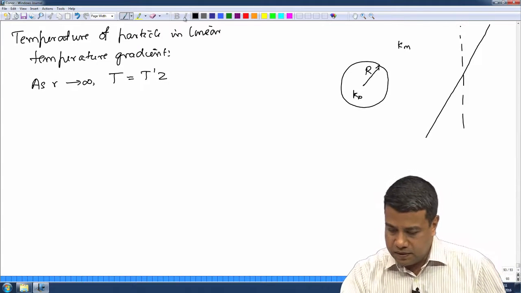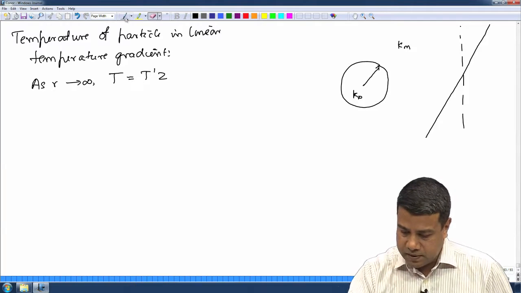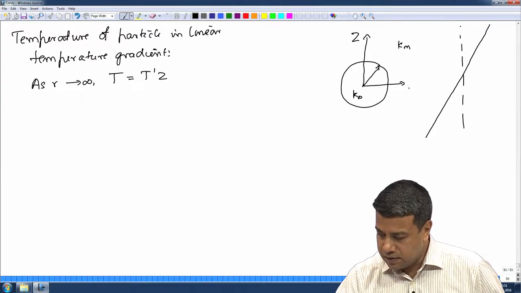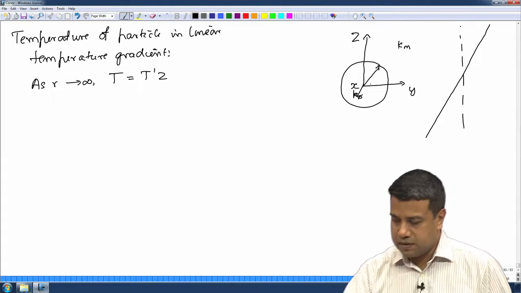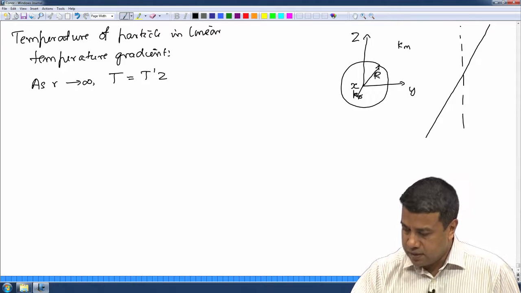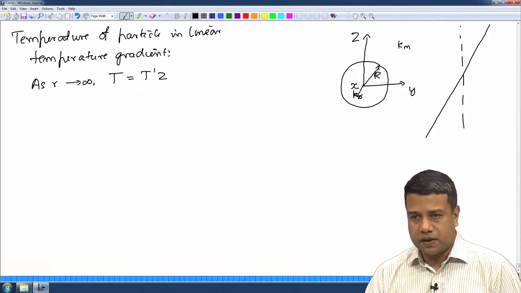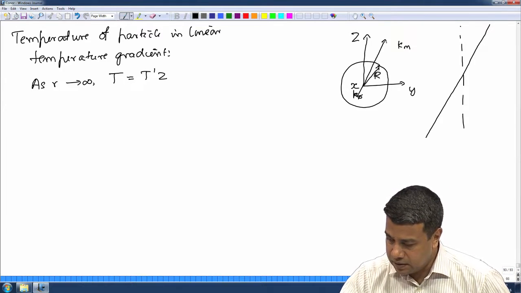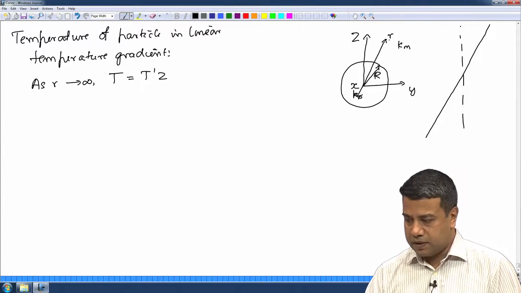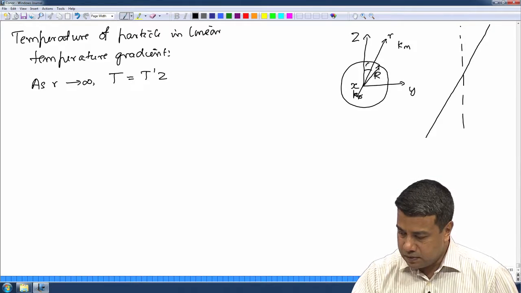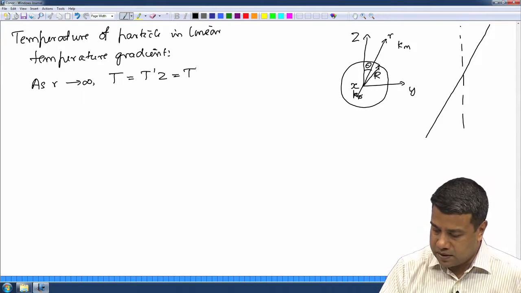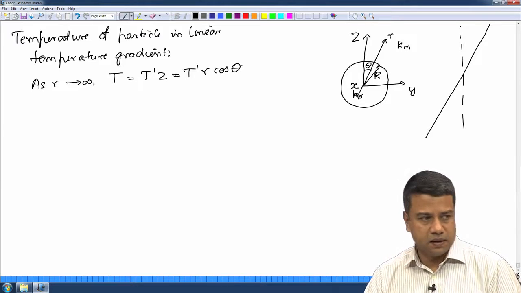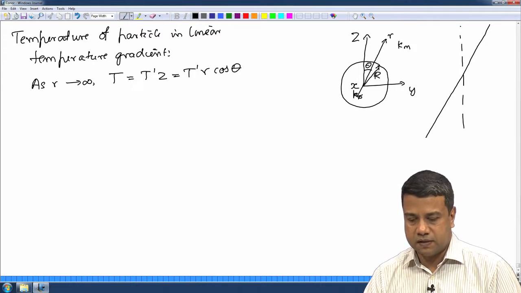Now if I put in a coordinate system here, this is z, this is y, and this is x, an x, y, z coordinate system, and the particle radius is r. Far from the particle, the temperature is equal to T prime times z at any observation point, and we know that in a spherical coordinate system z is equal to r cos theta. So the temperature is T prime times r cos theta in a spherical coordinate system.